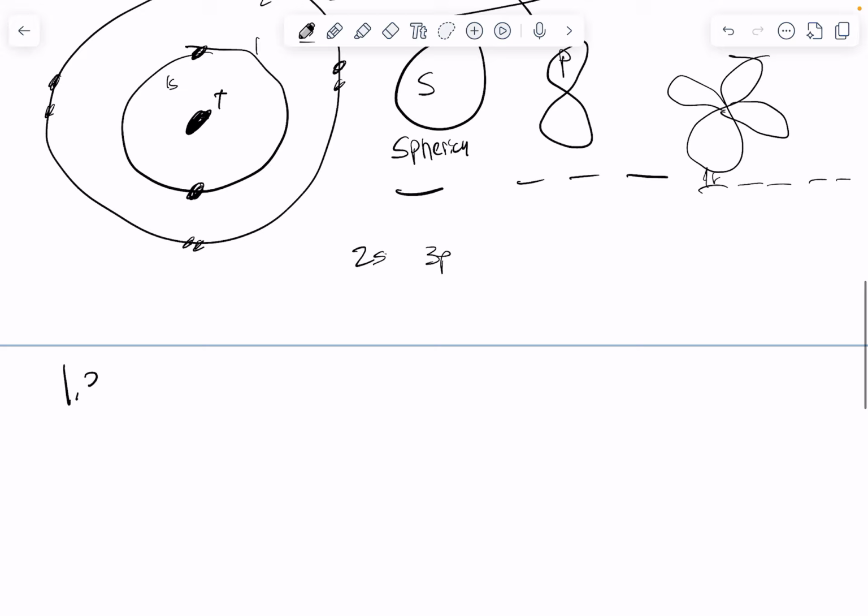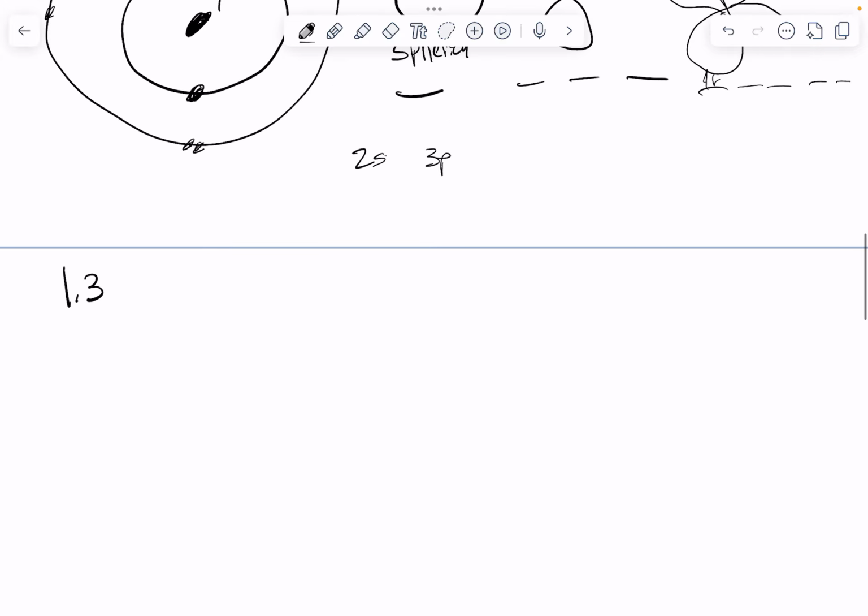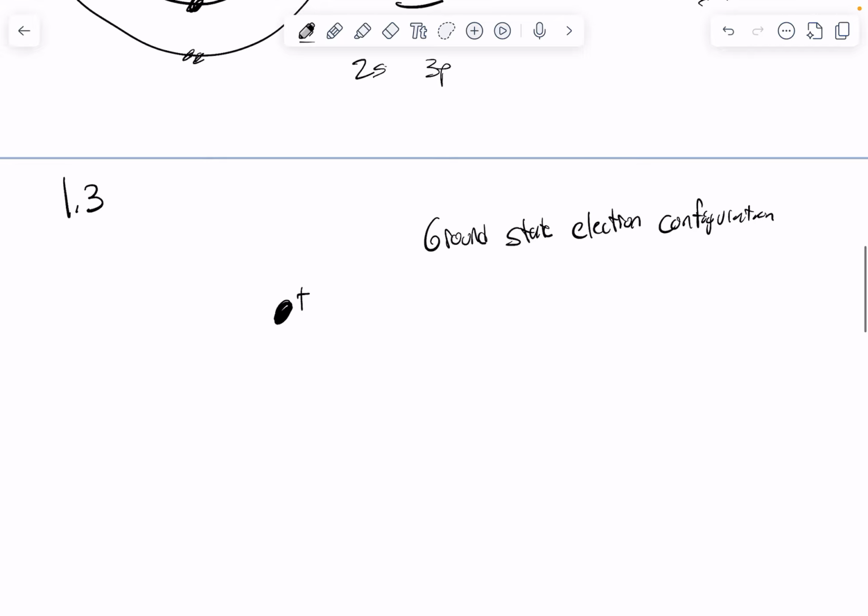So now in 1.3, we're going to talk about electron configuration, okay? So we have the atom, and it's positively charged. We want to understand how the electrons configure themselves around the atom. And the way we do that is by the ground state electron configuration. And the ground state electron configuration has a pattern, right?